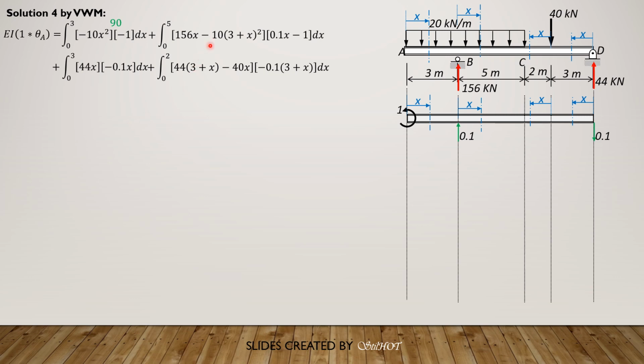The second integral is, you may evaluate that manually. Negative 2425 over 12. The third is negative 39.6, and the fourth is negative 1636 over 15. So combining, we can now compute theta A, which is equal to negative 260.75 over EI, just like before.